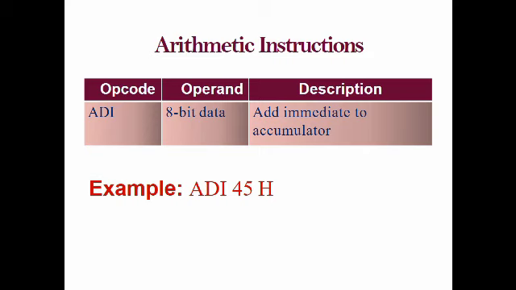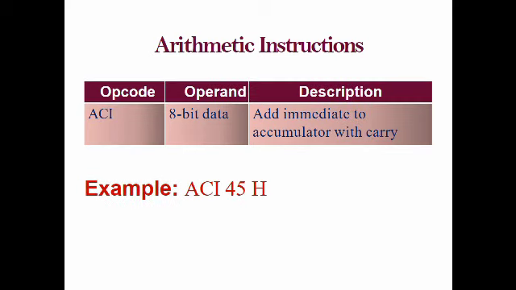ADI 8-bit data. In this case, immediate 8-bit data is specified and it will add the contents of the immediate data to the accumulator. For example, ADI 45. So if the accumulator contains 5 and you use the instruction ADI 45, the accumulator will hold 50H after the execution.